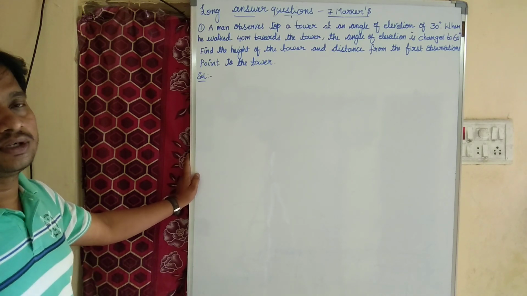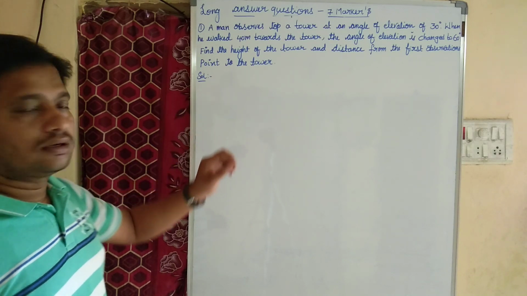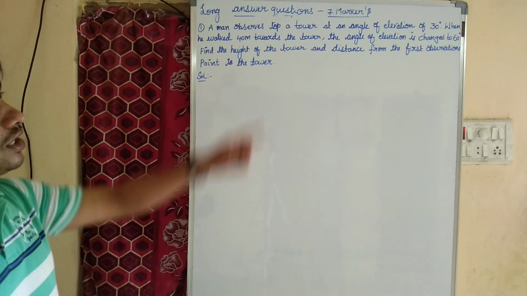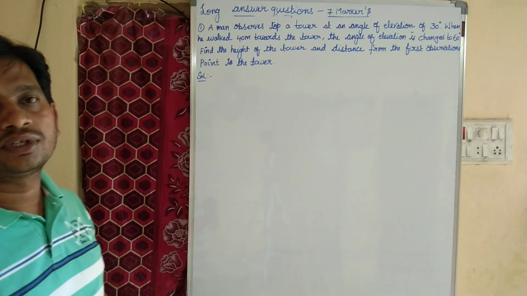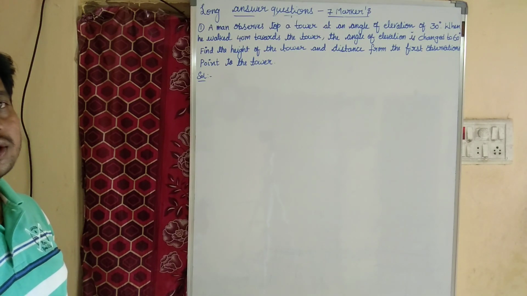What is the first statement? A man, suppose I am the man, I am observing the top of the tower at an angle of elevation of 30 degrees.